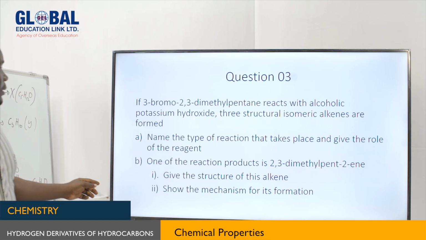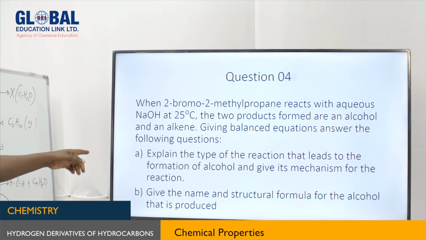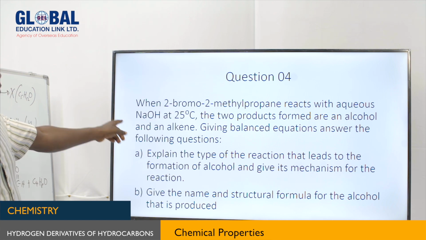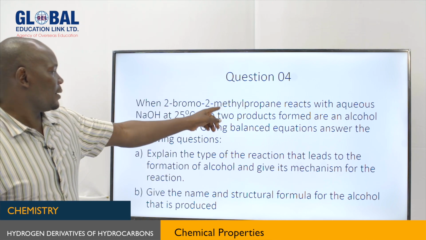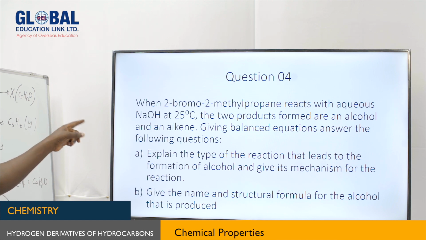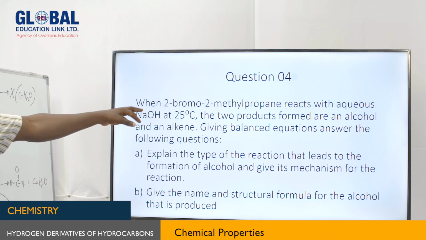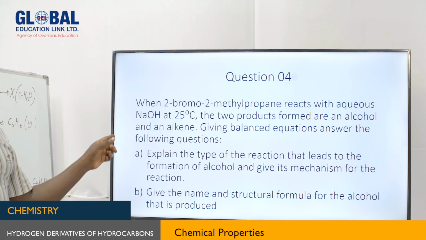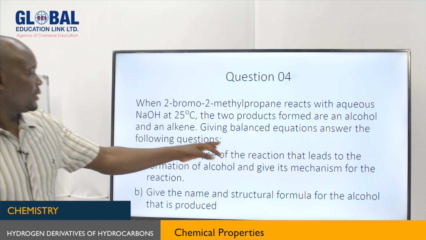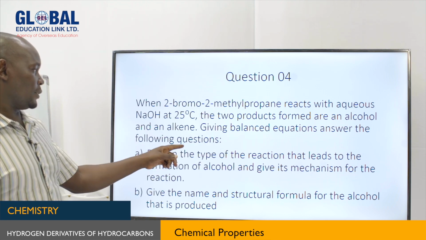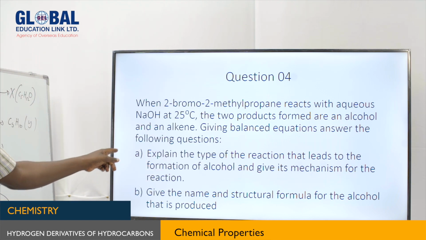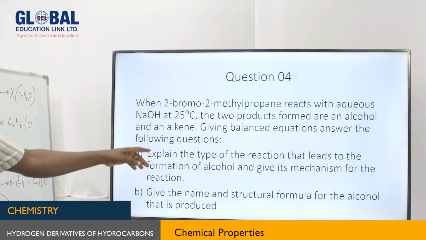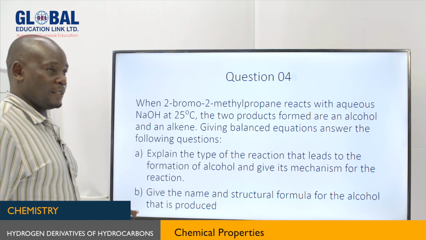And the next question, this is question number 4 now. When 2-bromo-2-methylpropane reacts with aqueous sodium hydroxide at that temperature, the two products formed are an alcohol and an alkene. So you are asked to give the balanced equations and answer the following questions. One, A, explain the type of reaction that leads to the formation of the alcohol and give its mechanism for the reaction.